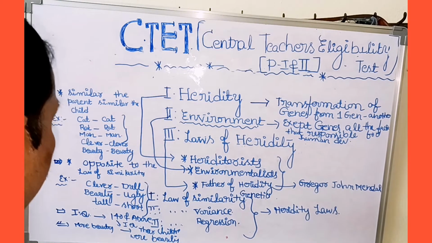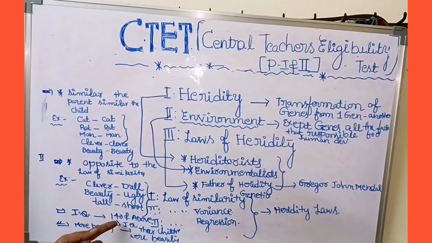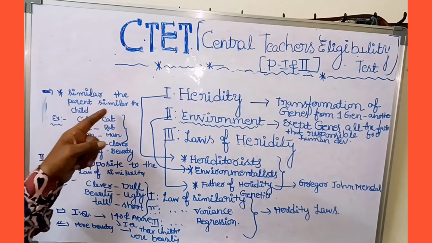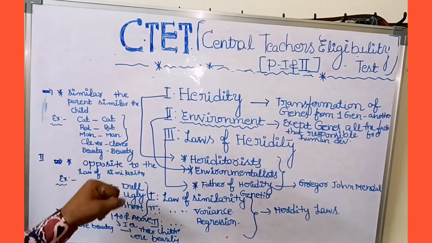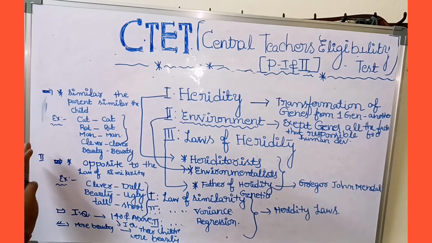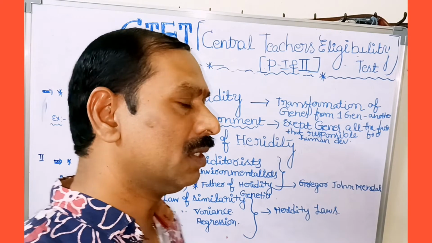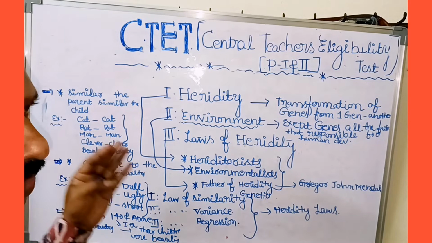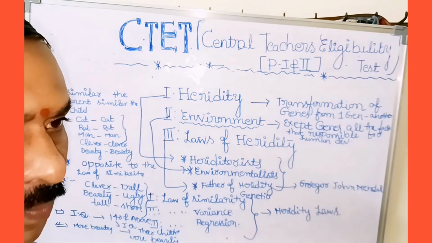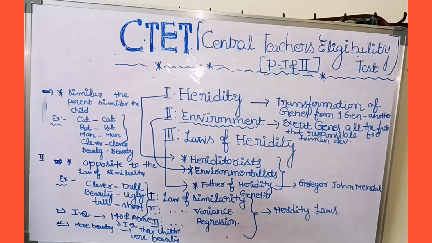Why? Because due to separate genes, scarcity of the genes, this problem arises. So in law of similarity, similar the parent, similar the child: cat gives cat, rat gives rat, man gives man, clever clever, beauty beauty. But the law of variance is opposite to the law of similarity. Due to special genes or scarcity of genes, the problem arises. If the parents are clever, there is no guarantee their children will be clever. The best example is a Telugu proverb, Pandita Putraha Paramashuntaha. Like that, clever, dull, beauty, ugly, tall, and short.